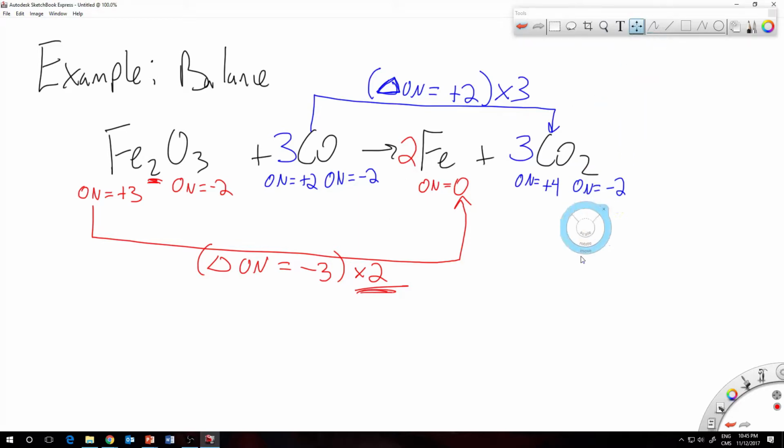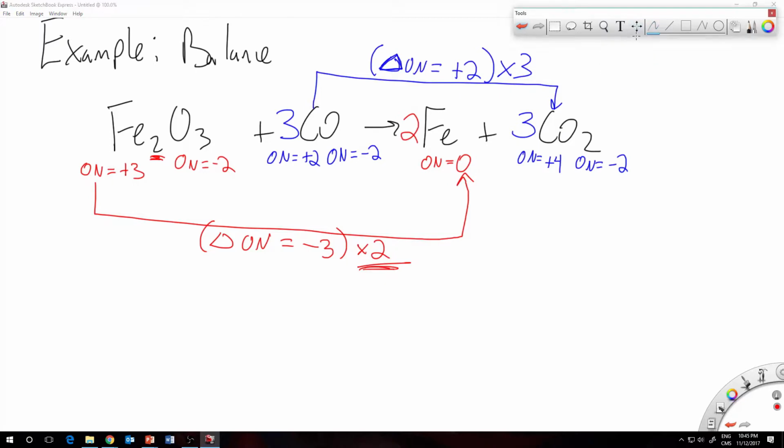Now we check to see if our oxygens or our major atoms are balanced. By putting the 2 there, the irons have balanced themselves out. So irons are balanced. Step 4 was to balance the oxygens. So let's count the oxygens. I have 3 oxygens here plus 3 oxygens here, so a total of 6 oxygens. On the right side, I now have 6 oxygens here. So oxygens are balanced. There's no hydrogens to balance, so this is good.